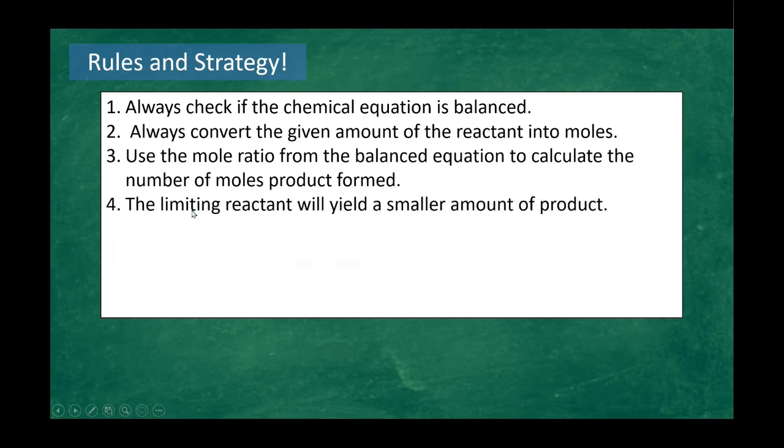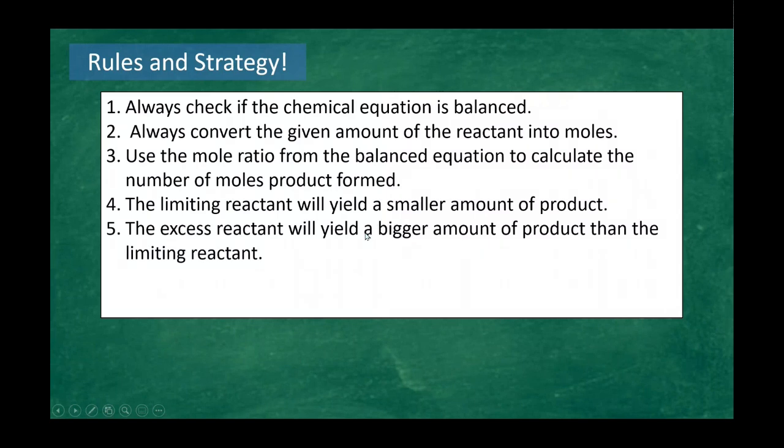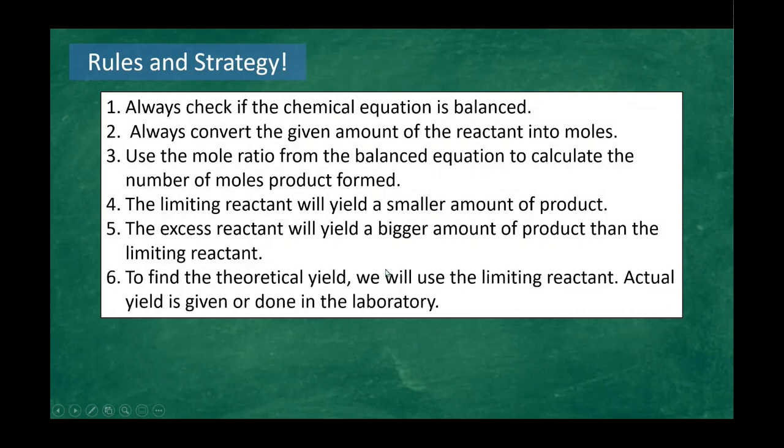And then from what we learned a while ago, the limiting reactant has a smaller amount of product, and the excess reactant will have a bigger amount of product than the limiting reactant. And the last one is to find the theoretical yield, which is also our limiting reactant. So it is really important to know which is the limiting and which is the excess reactant for us to find the theoretical yield.